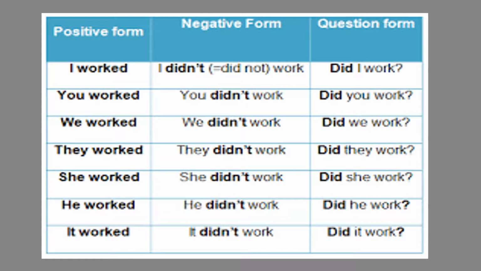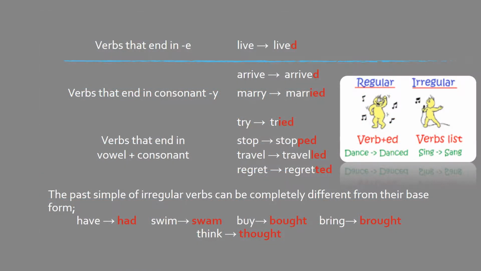Please study the table for a while. You may exactly see the positive, negative, and the question forms of past simple. As I told before, we use the past form of the verbs in the past sentences. There are two kinds of verbs, regular and irregular verbs.